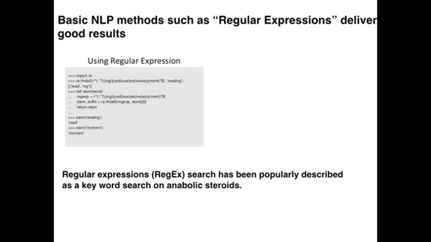Let's look at some of the basic natural language processing methods. Regular expressions is a basic NLP method and has been popularly described as a keyword search on anabolic steroids. In principle, this method is comprised of a set of search rules which combines alphanumeric characters such as the word reading in this example with meta characters such as asterisks and parentheses to stem the word to its root, read in this case, thus increasing the specificity by removing false positives from the search results.